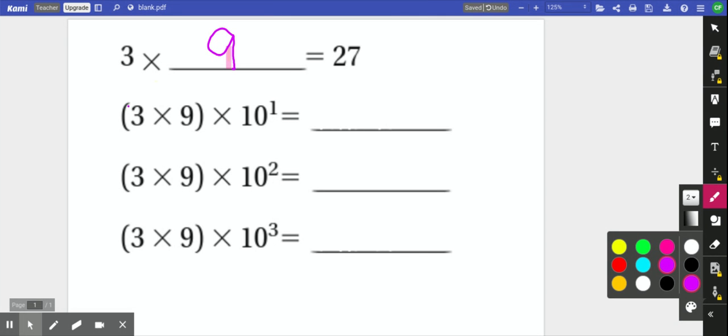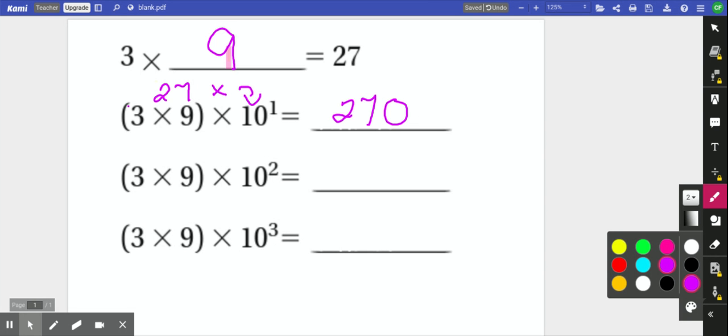And now I'm going to continue the pattern. I have 3 times 9, which is 27. And then I'm going to move on to my exponent. So 27 times 10 to the first power is going to be, remember the identity property, anything times 1 is going to be itself. So that's 27. And my exponent is 1, so I'm going to add 1 zero.